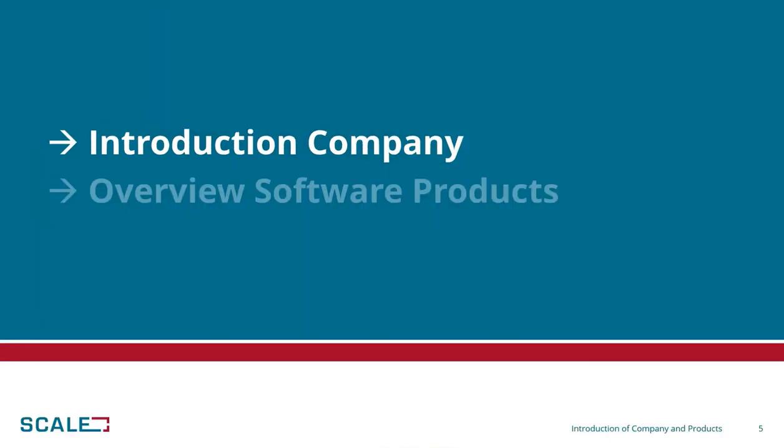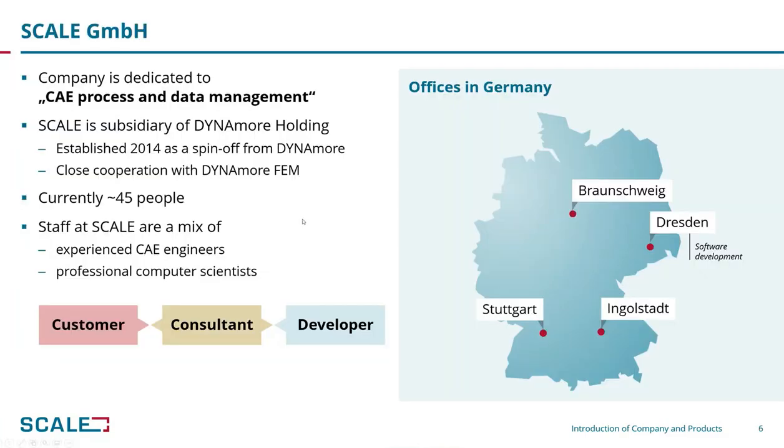Okay, let's start with a few slides on our company. I will do it very briefly. SCALE is a company located in Germany, and the company is dedicated almost 100% to CAE process and data management. SCALE is a subsidiary of the Dynamo Holding Group. We established SCALE in 2014 as a spin-off from Dynamo.